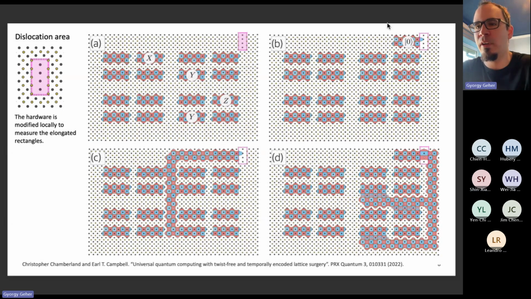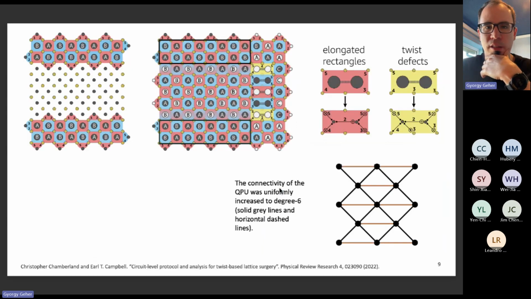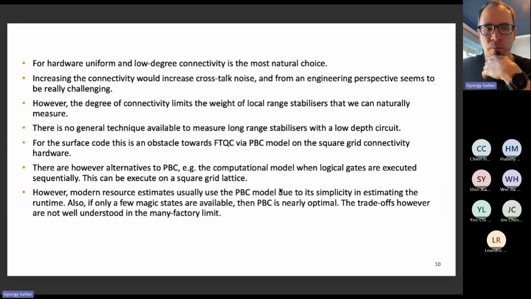Any more questions on this proposal or the other one? If not, then I will continue with the next slide, just to recap what happened so far.